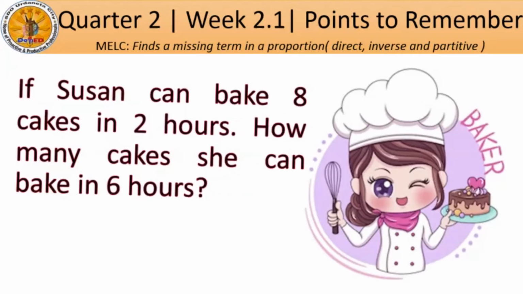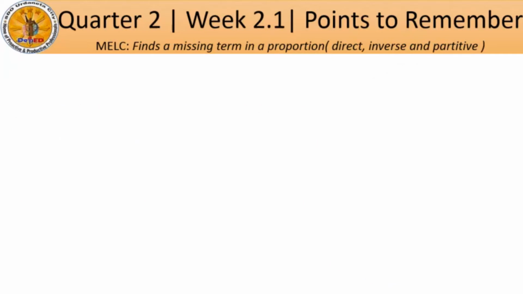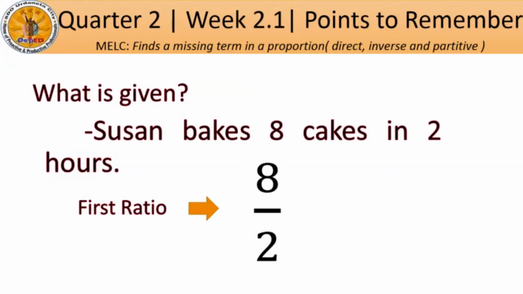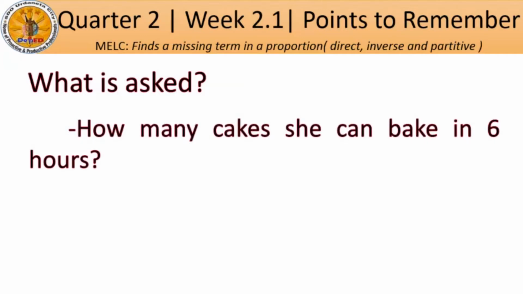Let us try this example. If Susan can bake 8 cakes in 2 hours, how many cakes can she bake in 6 hours? Let's understand more the problem. What is given in the problem? Susan can bake 8 cakes in 2 hours. From the given, we can set our first ratio. Our first ratio is 8 is to 2. What is being asked in the problem? How many cakes can she bake in 6 hours?